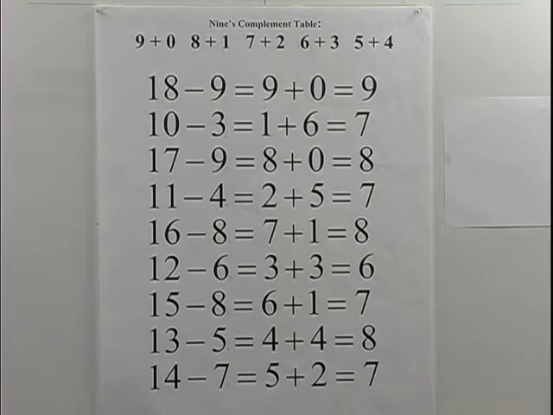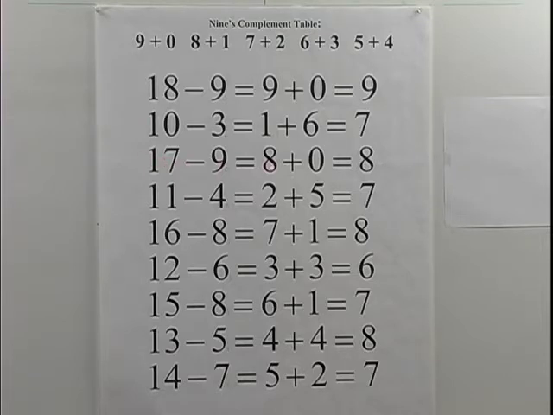18 minus 9. 1 and 8 is 9. 9's complement of 9 is 0. 9 and 0 equals 9. 18 minus 9 equals 9. That is the correct difference. 10 minus 3. 1 and 0 is 1. 9's complement of 3 is 6. 1 and 6 is 7. 10 minus 3 equals 7. That is correct.